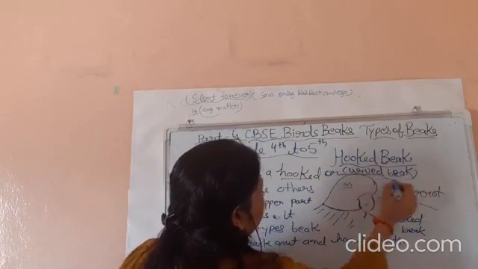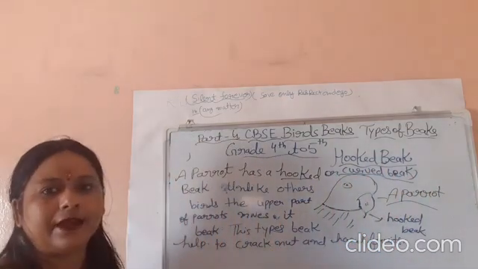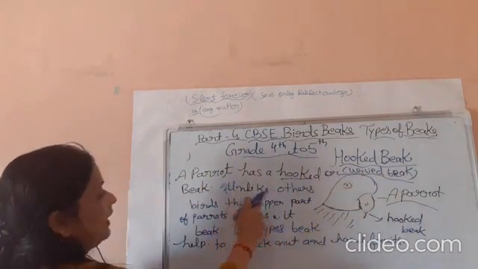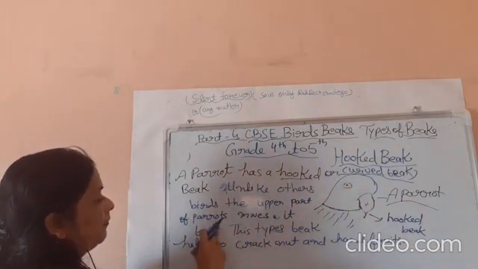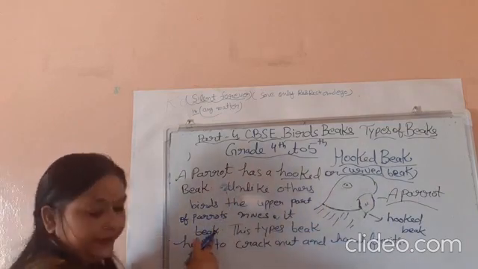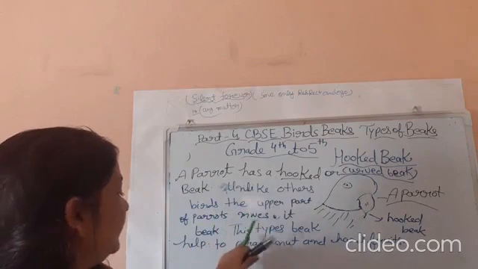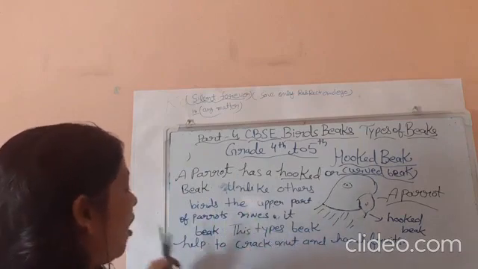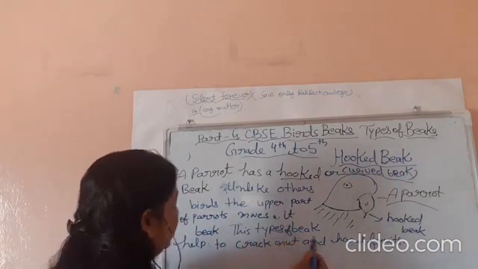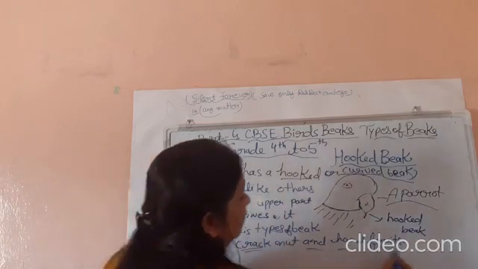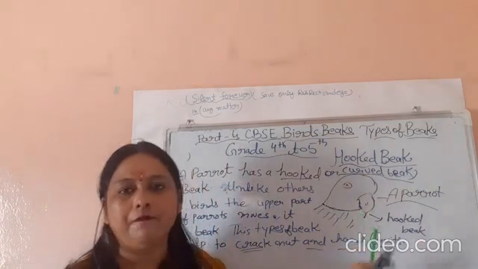So let's revise. A parrot has a hooked or curved beak. Unlike other birds, the upper part of the parrot moves its beak. This type of beak helps to crack nuts and hard fruits. This is a diagram of a parrot.